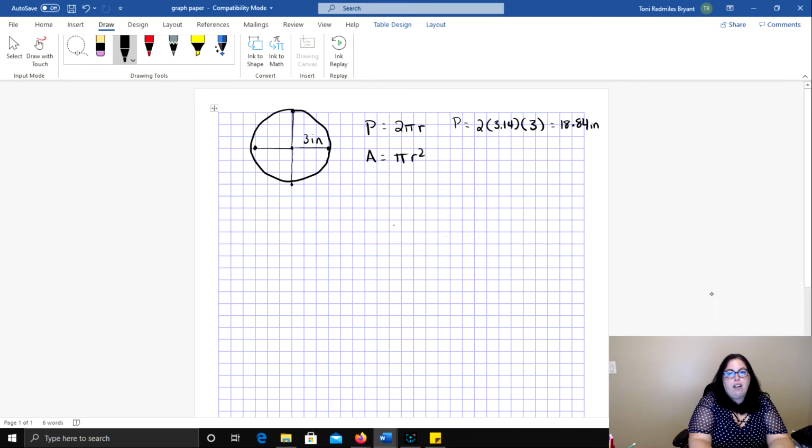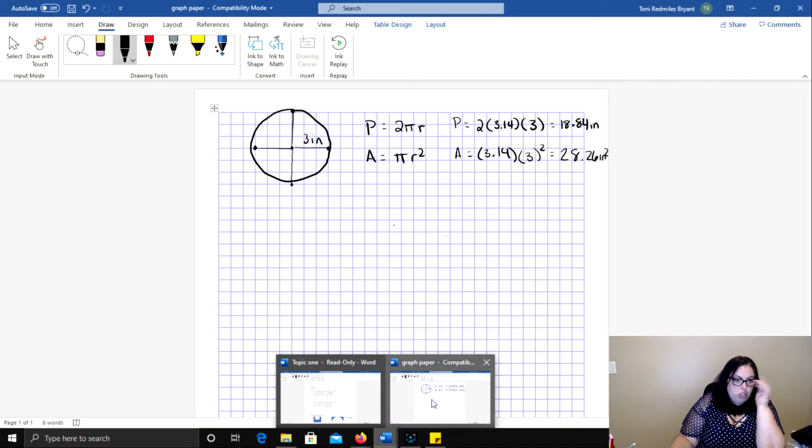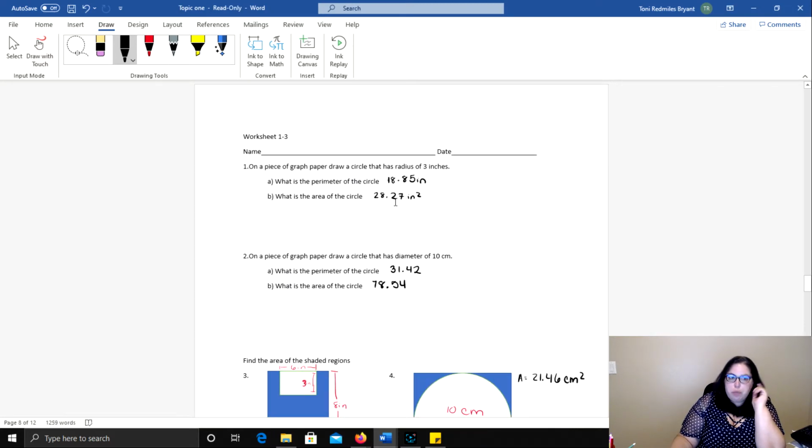For my area, I'm going to use 3.14 so you can see that difference and know that you just have to be close to my answer, because a lot of it depends on which number you use for pi. If you use 3.14 instead of the pi key, you're going to get 28.26 inches squared. If you look at our worksheet, we got 27 instead of 26. It's just slightly higher when you use that pi key.